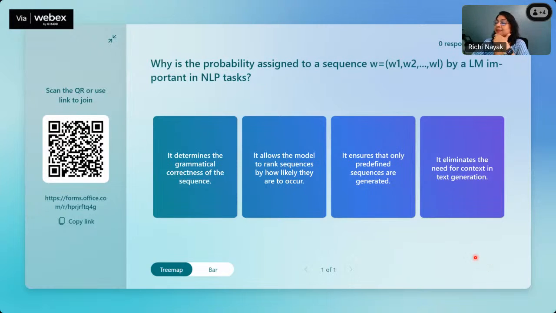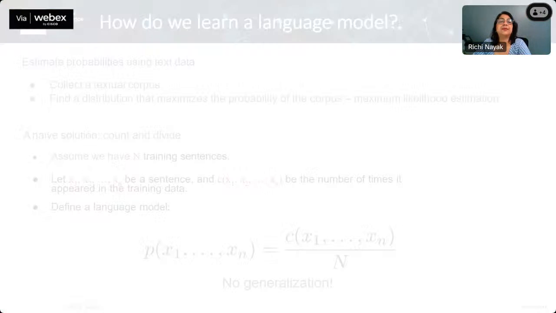For module 1, please use your chat box to answer. Why is the probability assigned to a sequence by a language model important in NLP tasks? A: It determines the grammatical correctness of the sequence. B: It allows the model to rank sequences by how likely they are to occur. C: It ensures that only predefined sequences are generated. I can see many of you answering B, and that is the correct answer. As I said, probability and ranking is the basis behind it.